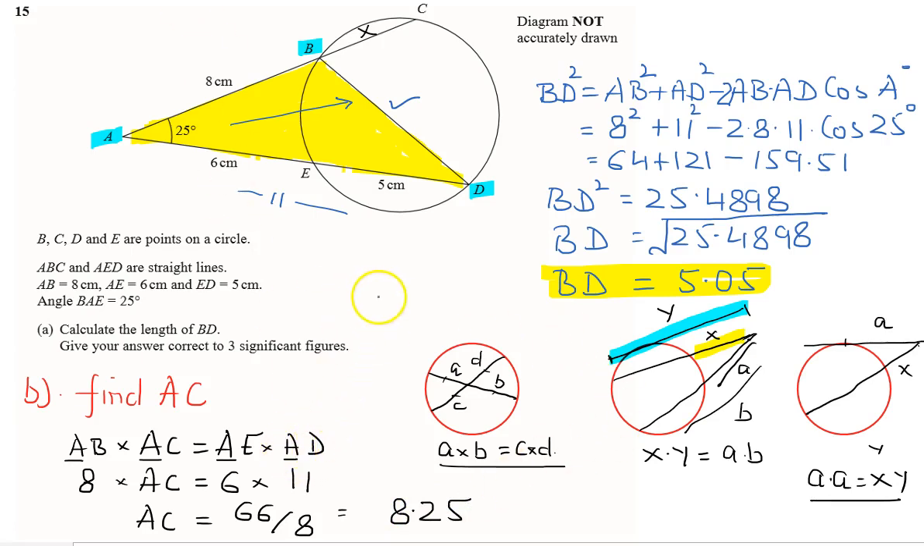In this question we have not calculated the value of x because the length he was asking is the AC, this complete length. So that is 8.25. So this length is 0.25 only because this outer length is 8. So the answer is 8.25, that is AC.